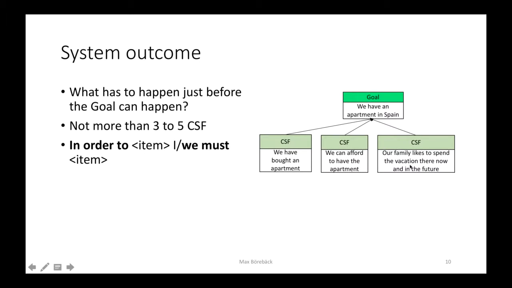When you build this, you should not have more than 3 to 5 critical success factors. If you have more, I'm pretty sure one of them is not a critical success factor. So look at the goal here and ask yourself, in order for this to happen, what also has to happen? What are the key critical things that have to happen?